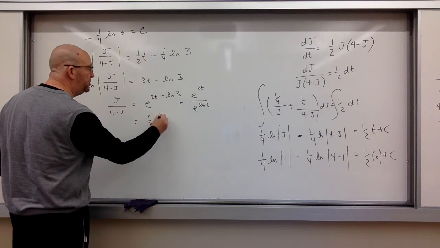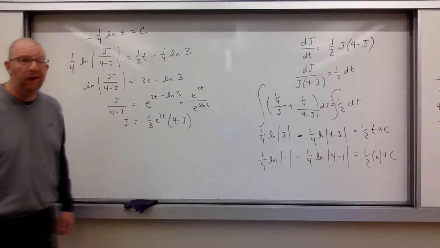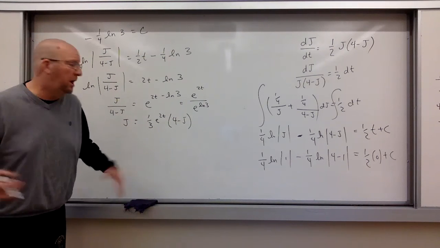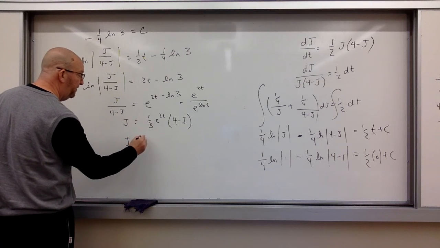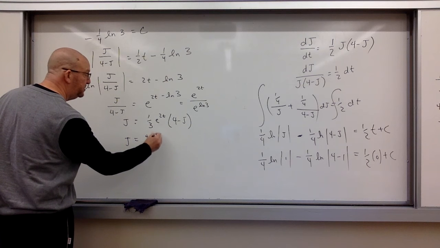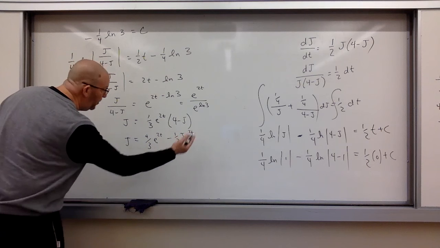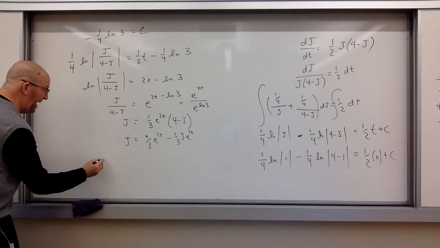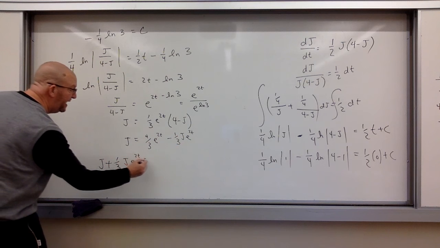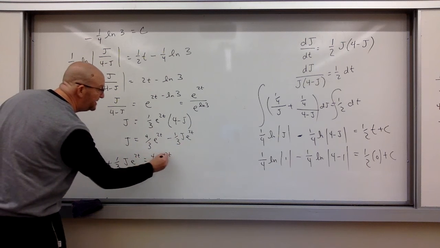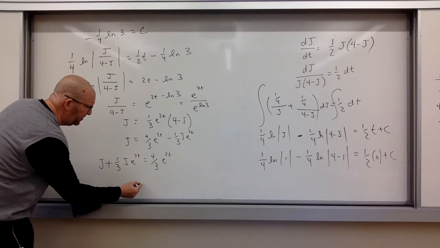1/3 e to the 2t times (4 minus j) equals j. Yeah, you're wondering here, is this worth 1 point? I don't know, you tell me. Okay, so here we go. j equals 4/3 e to the 2t minus 1/3 j e to the 2t. We got to get our j's together, at least that's what my algebra teacher always said. j plus 1/3 j e to the 2t equals 4/3 e to the 2t. Man, I'm running out of board here for 1 point. Holy smokes, I think I can do it down here at the bottom.